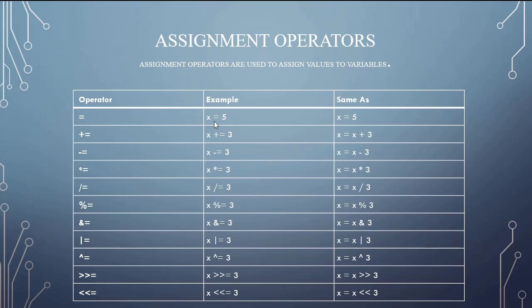See here, x is equal to 5. This equal sign is used to store the 5 into the x variable. Okay, here is the add and assign operator. This statement is equivalent to this one: x is equal to x plus 3. So we can write x plus equal 3 instead of x is equal to x plus 3. All the other assignment operators are like this one.